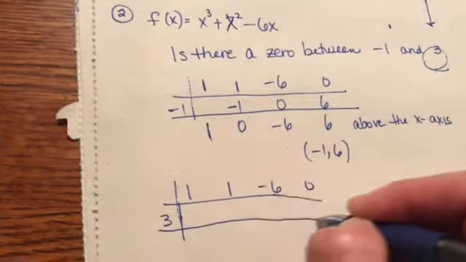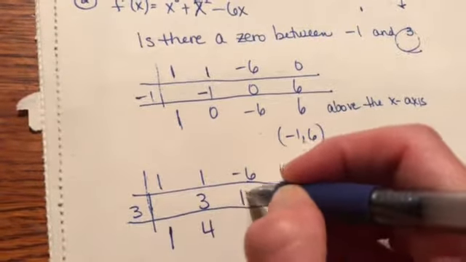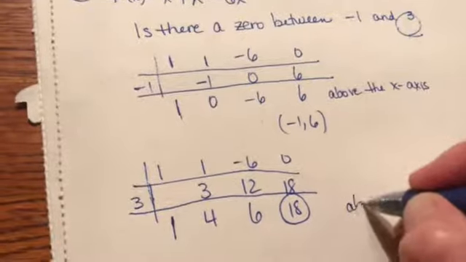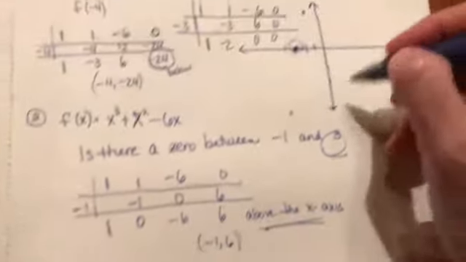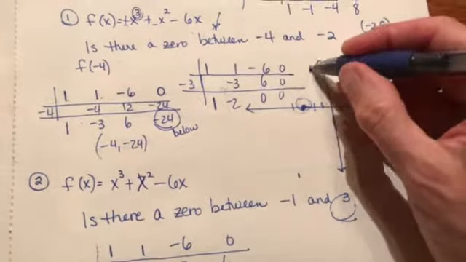So I'm going to drop that down. I get a 3, 4, 12, that's 6, that's 18, that's 18, and that's also above. So notice they're both above the x-axis. So between -1 and 3, I got these points up right here.